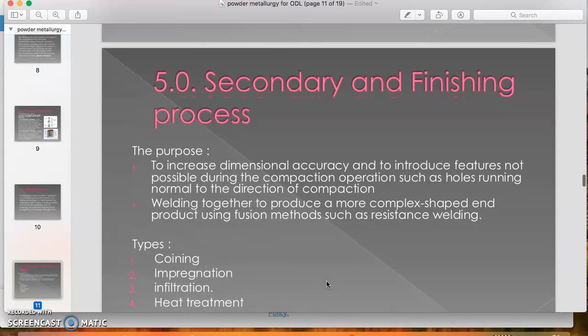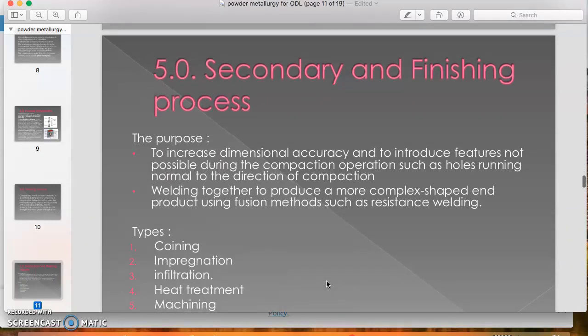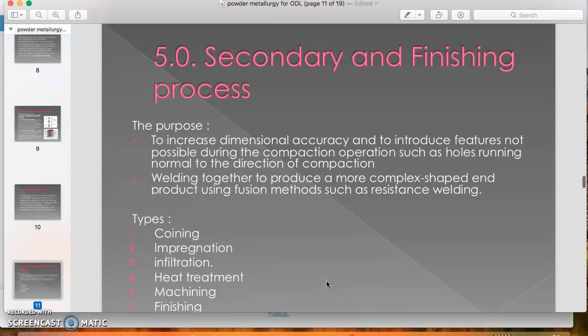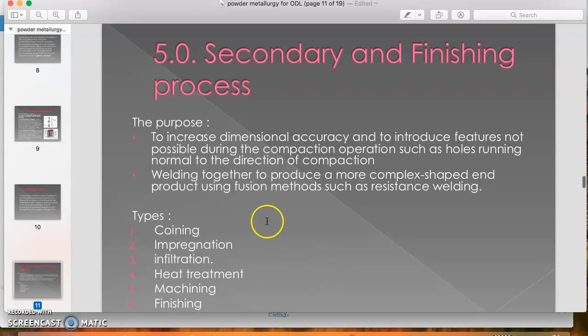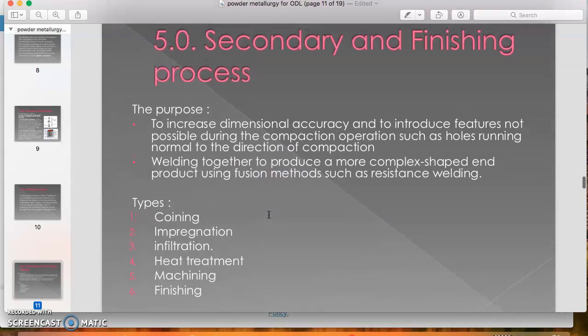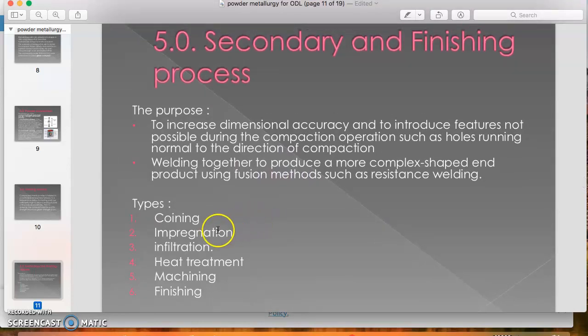And then the secondary process is optional and depends on what type of secondary process is required. The main purpose is to increase the dimensional accuracy, and also we can apply welding together to produce a more complex shape. The types of secondary process are coining, impregnation, infiltration, heat treatment, machining, and finishing.